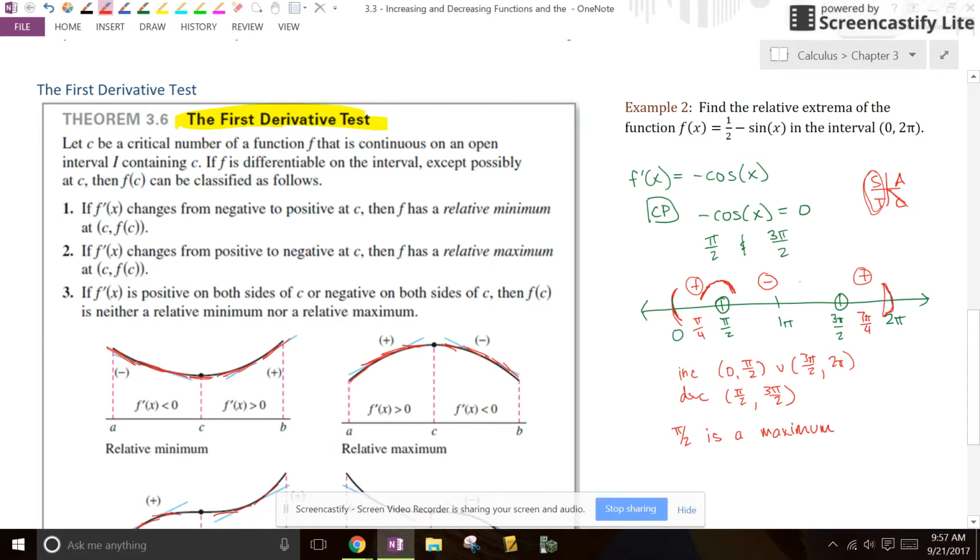And over here, we had negative slopes going down, down, down, down. Then all of a sudden, we changed to positive slopes. Hey, look, that must be a minimum. So I know 3 pi over 2 is a minimum. And so that is how I could tell you if a graph has a minimum or a maximum over the interval.